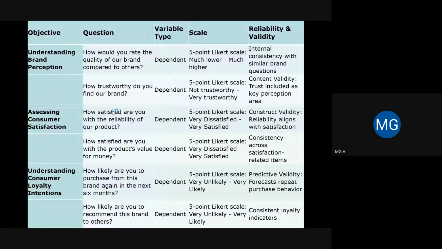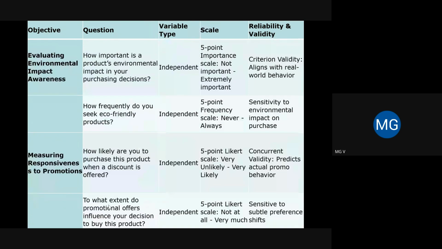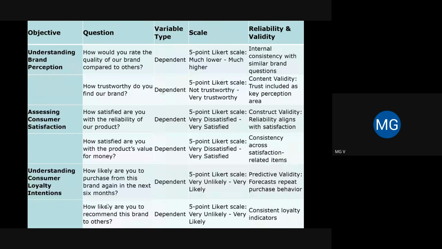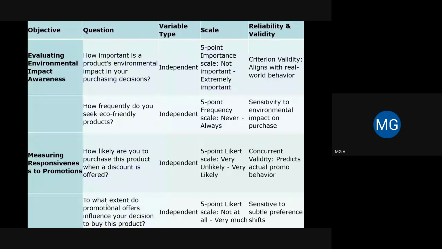So now you can make a table. You can mention the objectives you have taken, questions related, like 2 questions per objective, 3 objectives here, and then you can mention the variable types, the scales you have taken, and then you have explained reliability and validity. Clear? So the more clarity you have in your research, the more effective your research will be. Similarly for other objectives and other parameters.